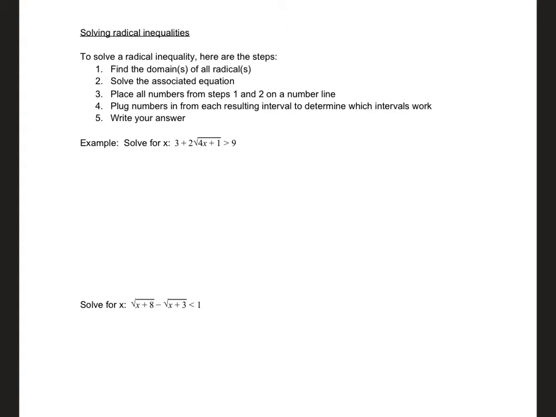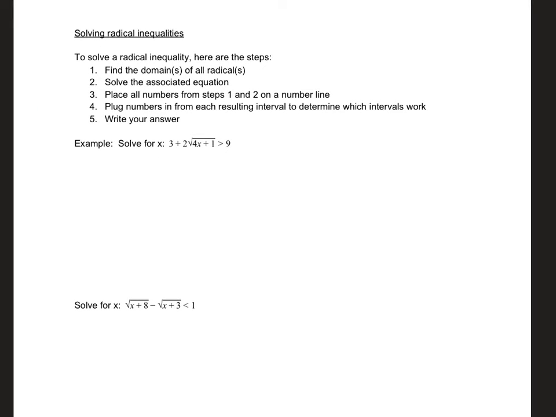So the process for doing inequalities with a number line actually comes up in a lot of different areas, and this is the next time we're seeing it with radical inequalities. So just like before, we're going to end up solving an equation, and we're going to end up placing numbers on a number line and plugging in numbers to see if intervals work and writing our answer. But we have an extra step with these radical inequalities. And the first is to find the domains of all these radicals.